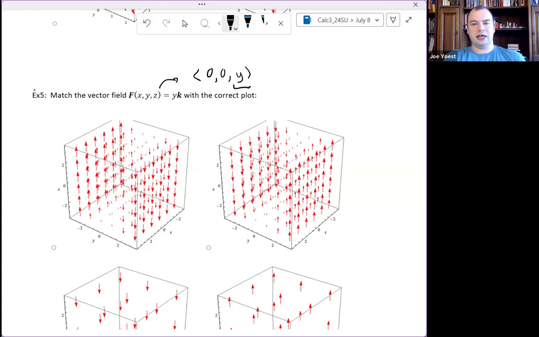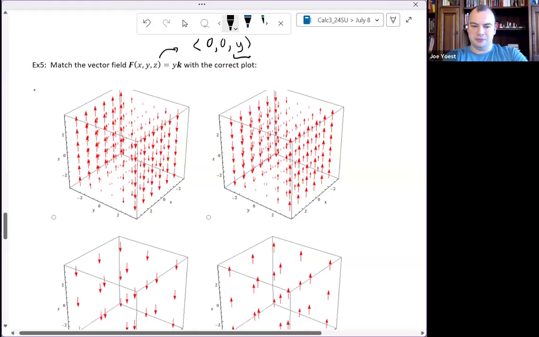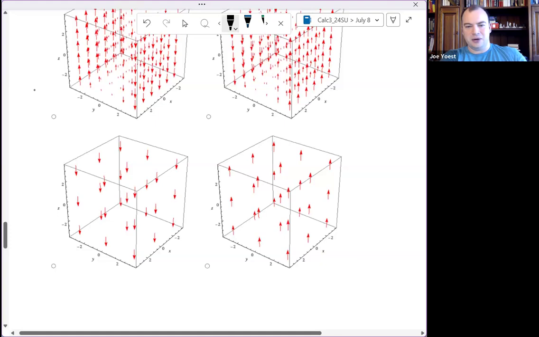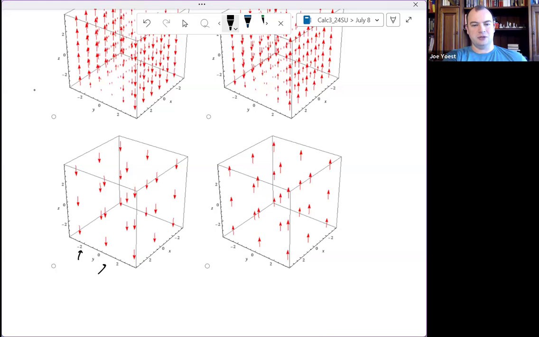So large positive y's give a vector that is pointing up and is quite long. Small positive y's for the anchor point, for the initial point, give me vectors that are pointing up but are short. Small negative y's for the anchor point give me vectors pointing down but are short. Large negative y's give me long vectors pointing down. Okay, well, these ones on the bottom left here point down regardless of whether y is positive or negative. That can't be the right one. These ones point up regardless of whether y is positive or negative. That can't be correct either.